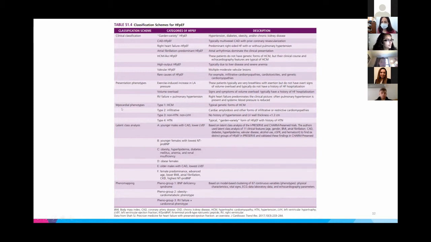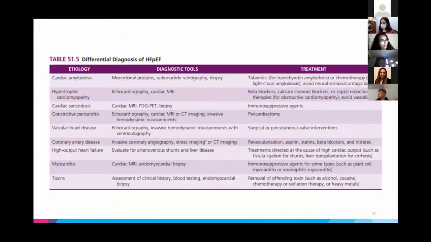And then there are different classifications, sometimes based on presentation, phenotypes, myocardial phenotypes: hypertrophic, infiltrative, non-hypertensive, non-LVH. So these are all different reasons patients could have heart failure with preserved ejection fraction. And then most recently, phenomapping is something that is trying to figure out where patients fall based on phenotypes, which is an ongoing study.